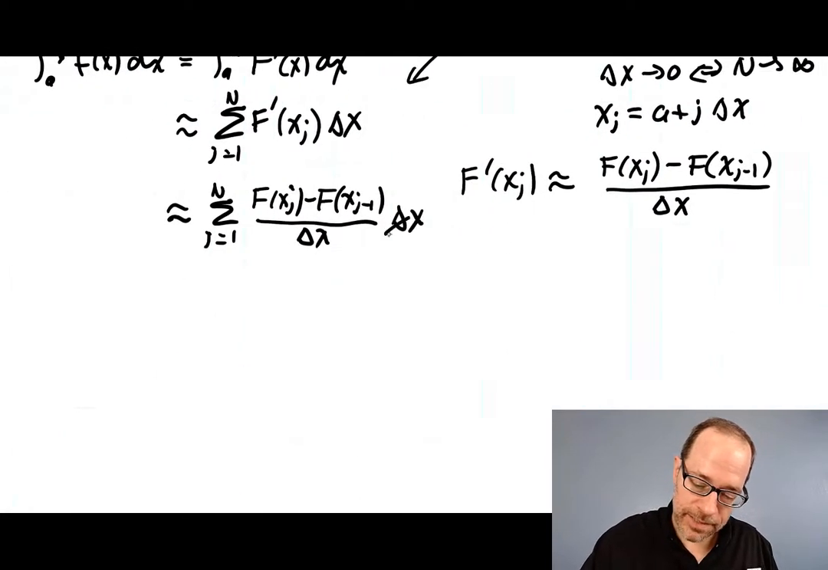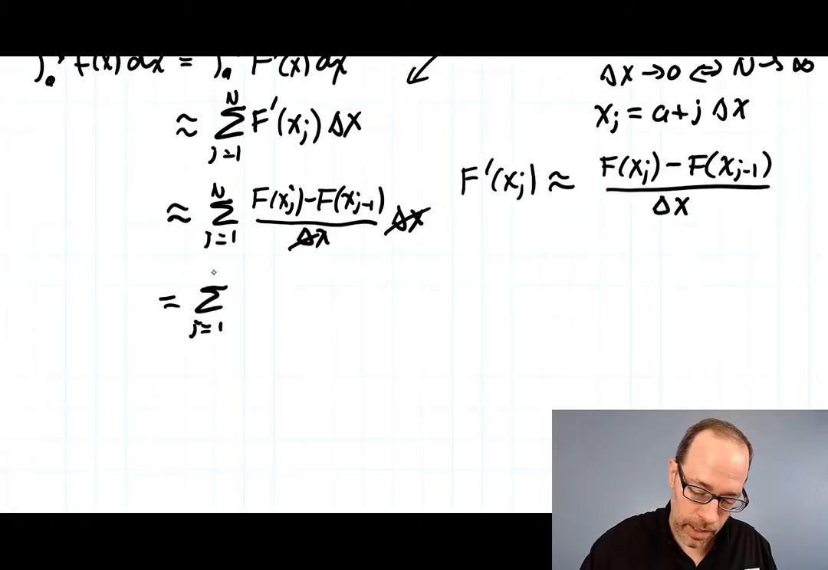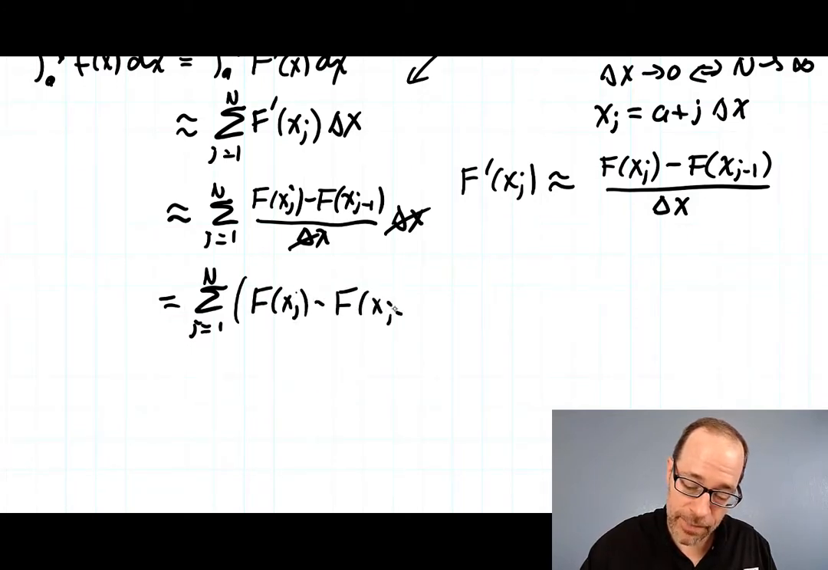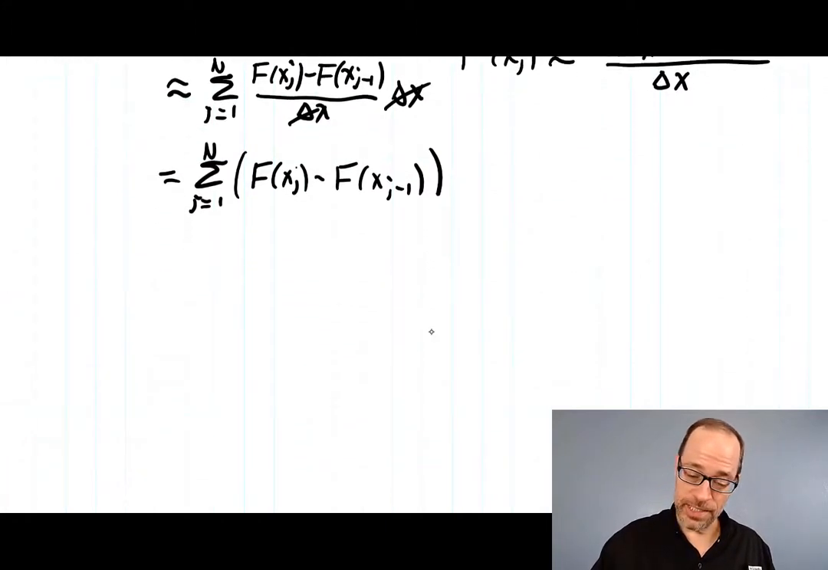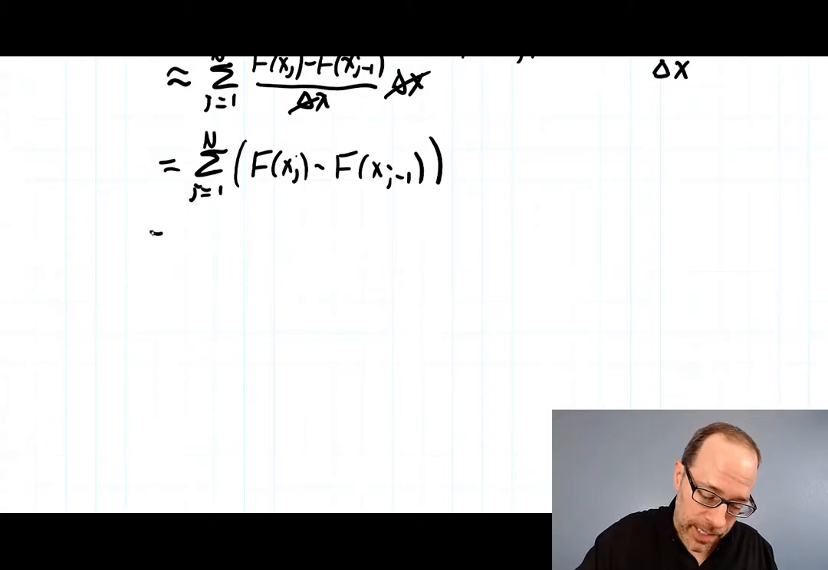You see we've got some canceling going on. So it's a sum from j equals 1 to capital N, F at x sub j minus F at x sub j minus 1. And this is actually called a telescoping sequence because if you write it out, it actually collapses.